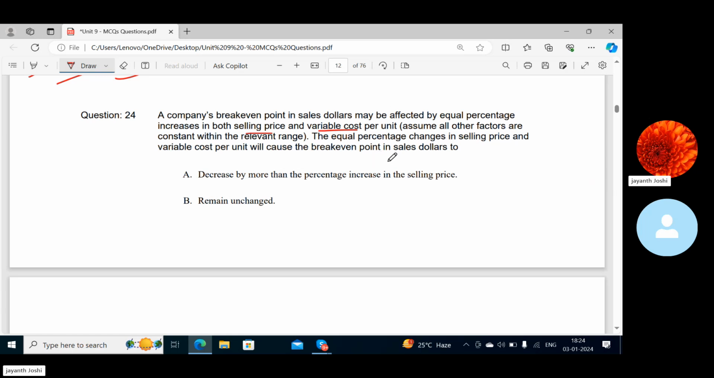Break-even point in sales dollars may be affected by equal percent. So let's take selling price, variable cost. Break-even point in sales dollars. What is the formula for break-even point in sales dollars? Fixed cost by contribution, into selling price.